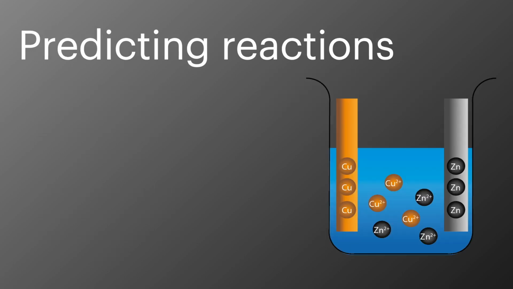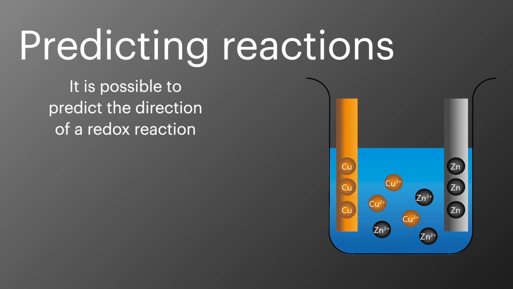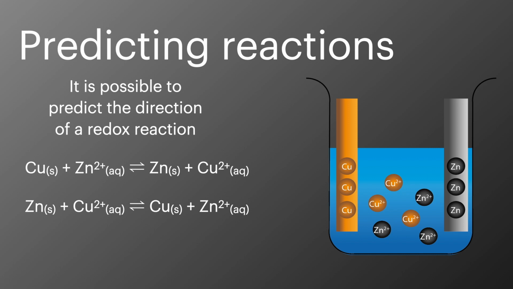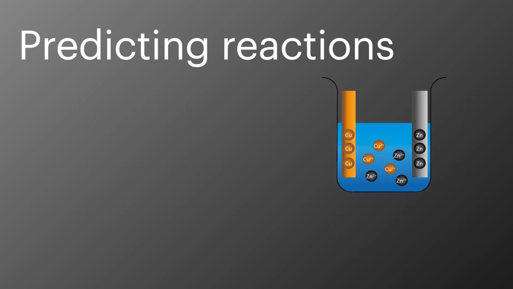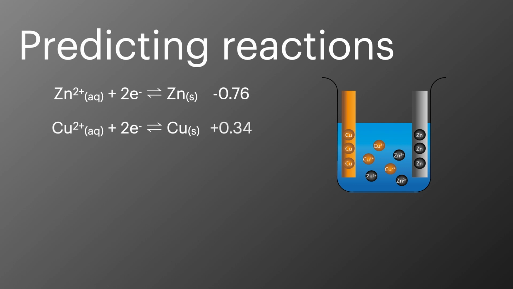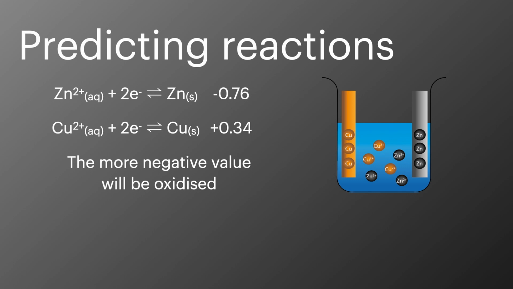We can use values from the electrochemical series to predict the direction of a redox reaction. If we look at this example here where we've got copper and zinc in solution, we've got two possible reactions that could take place. The first one with the copper solid becoming the copper ions, and the second one where the zinc solid becomes zinc ions. So we'll start off by looking at those values up on the electrochemical series. Now we can see here that zinc is the more negative of the values. The more negative value will be the oxidized one.